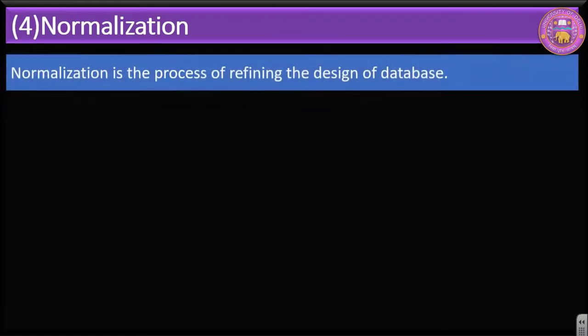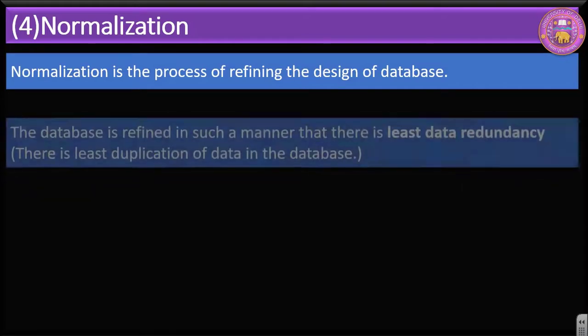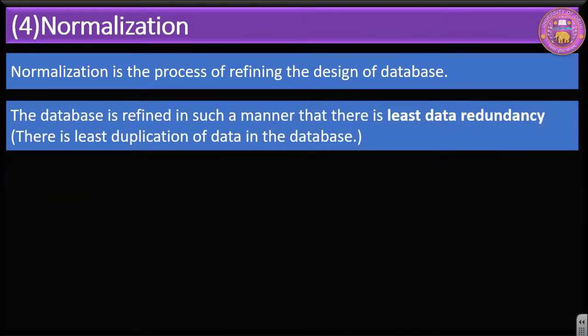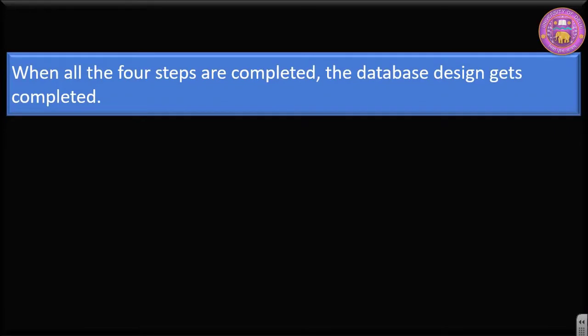And the fourth point is normalization. Normalization is the process of refining the design of the database. The database is refined in such a manner that there is least data redundancy. That is, there is least duplication of data in the database. In order to have the normalization process over the database, the rules prescribed by Dr. E.F. Codd are applied over the database. When all the 4 steps are completed, the database design gets completed.